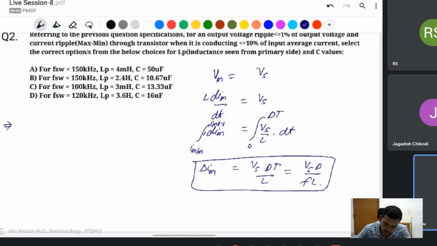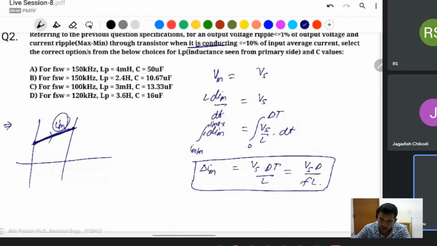This is given as the transistor switch current. Then the ripple, maximum to minimum, when the switch is on and conducting, is the same as the magnetizing current. When the switch is on, the primary side transformer current is the same as the magnetizing current, as the switch current. Then when the switch is off, the magnetizing current is referred to the secondary. Then this ripple is the same as this ripple.